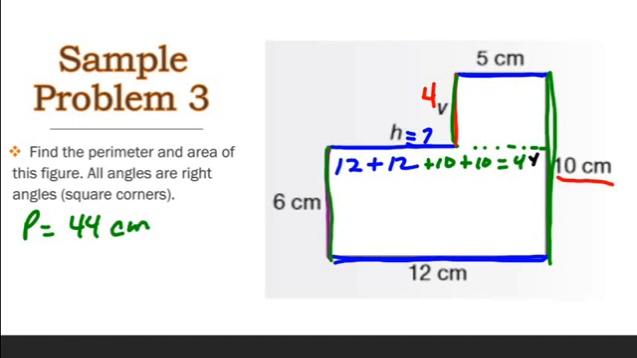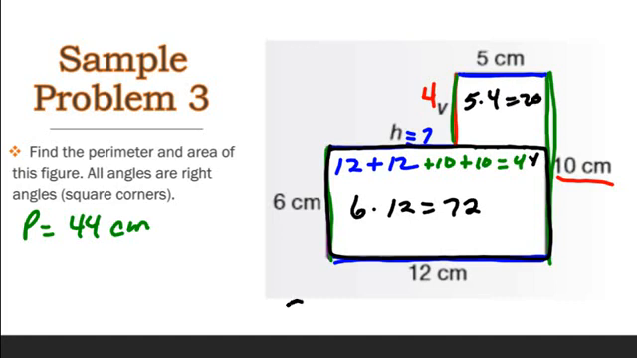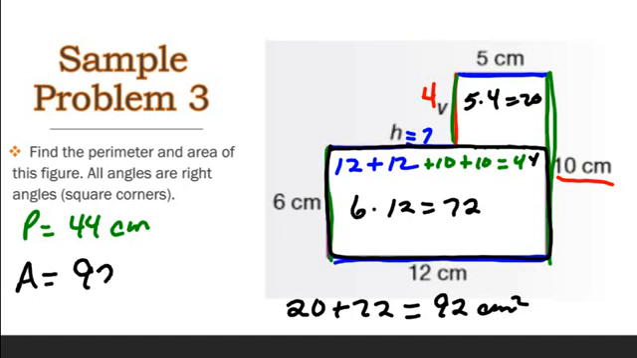And now if we were to find the area of each section, here I have one box here. So this is 6 times 12, which gives me 72. And then up here I have 5 times 4, which gives me 20. So now if I add my answers together, I got 20 plus 72. That would give me an answer of 92 square centimeters. So area would be 92 square centimeters.